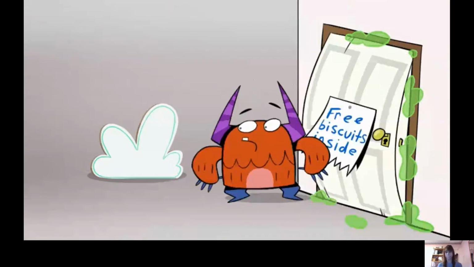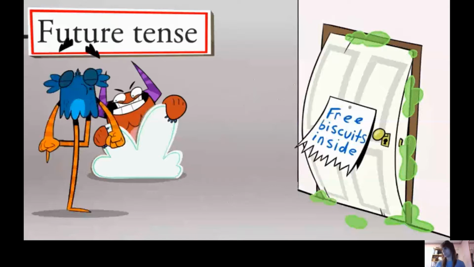When we talk about things that haven't happened yet, we call it the future tense. We often use the word will in front of a verb. Looks like he will be sticky.